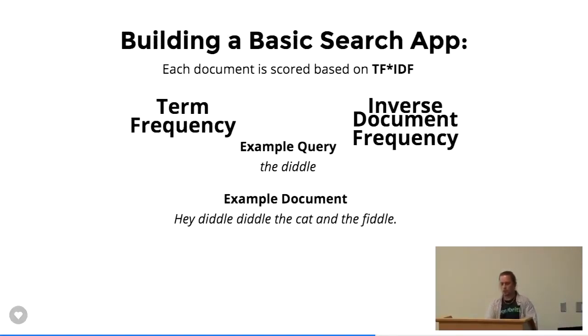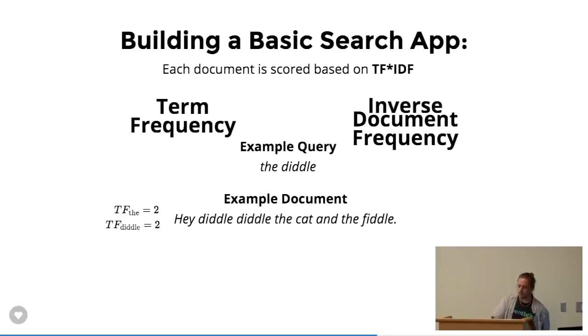So let's do a little practice round and see what this document would be scored as from the search engine's perspective. Term frequency is simply the number of times a term occurs in a document. So the TF for "the" in this case is 2. There's the occurrence of "the" twice. Similarly, just by coincidence, "diddle" also occurs twice. So TF for both of those is 2. So far so good?